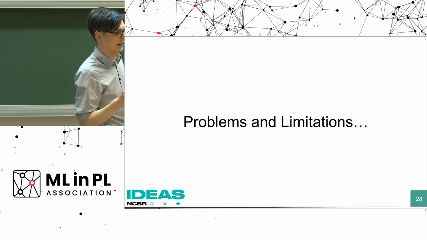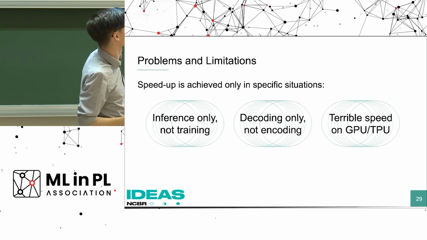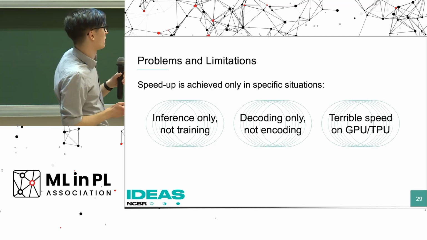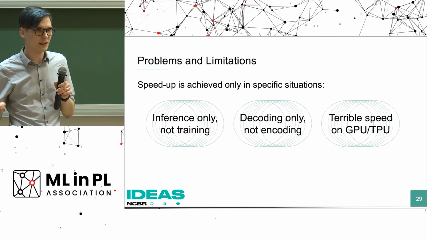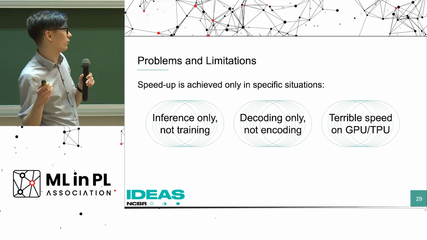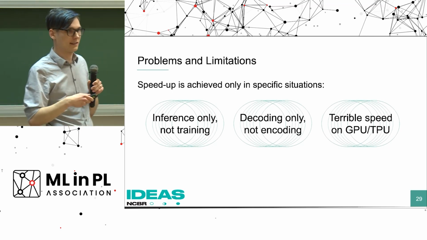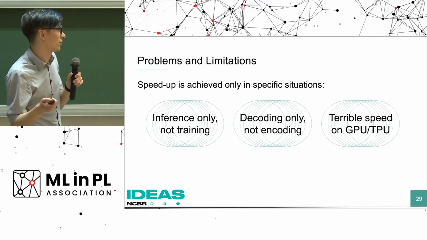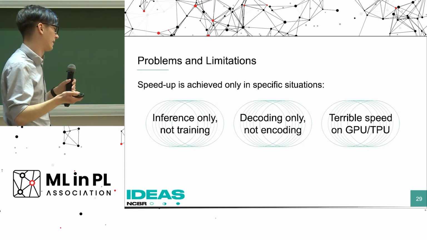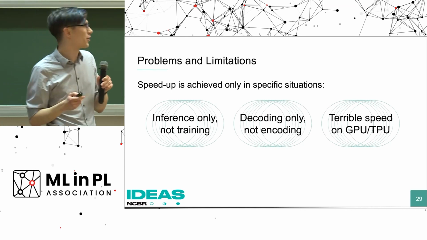Sounds pretty great. What are the caveats? They are unfortunately strong, but this is also a research opportunity always. So speed up is only achieved in very, very specific situations. First of all, it's inference only and not training. Training is actually around 10% slower, but we only have speed up during inference. It's also only during decoding and not encoding. That essentially means only during sequence text generation and not text processing. And we also have unfortunately terrible speed on GPU or TPU. We still have some speedups, but not so much. So those are actually awful problems, right?